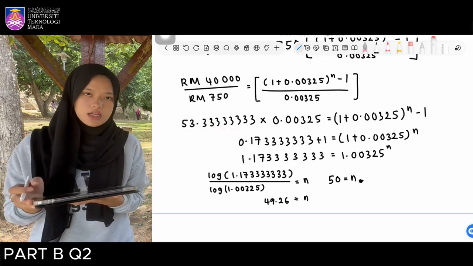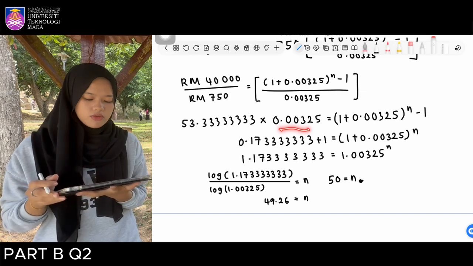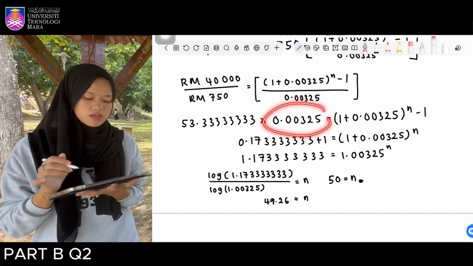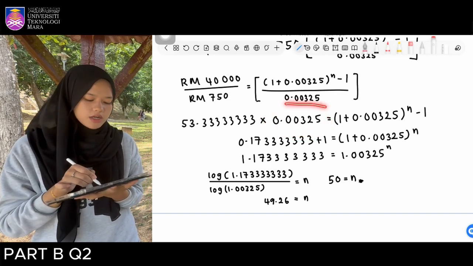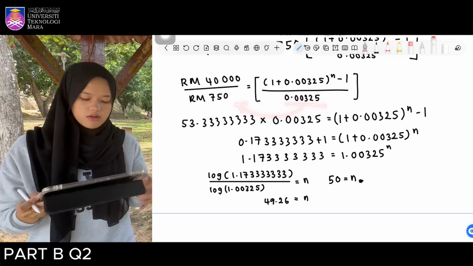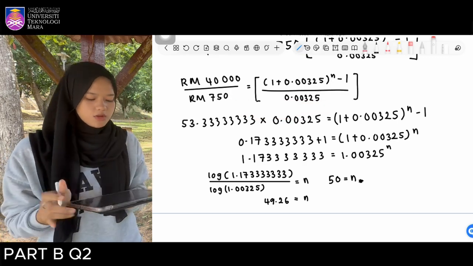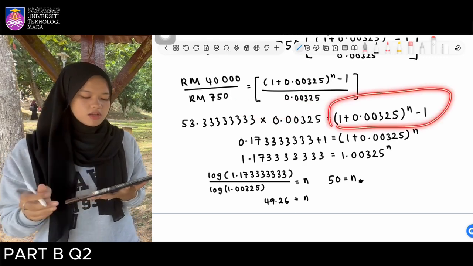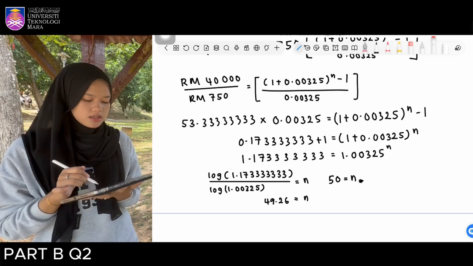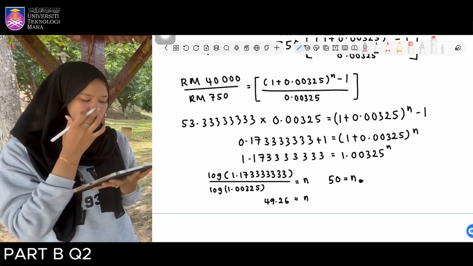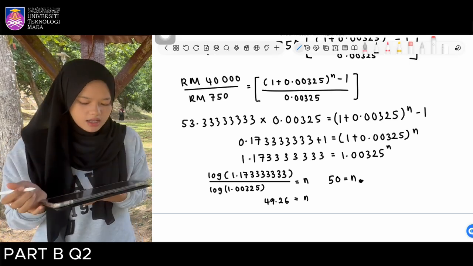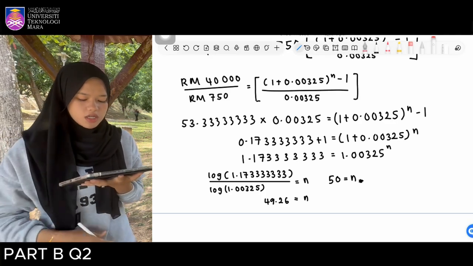After you solve RM 40,000 divided by RM 750, you will get 53.3333, and times 0.00325. If you are wondering where I get the 0.00325, we just take it from the right side and move it to the left side. After you move it, just solve as usual. You can put it in your calculator, and then you will get 1.173333 equals 1.00325 to the power of n.